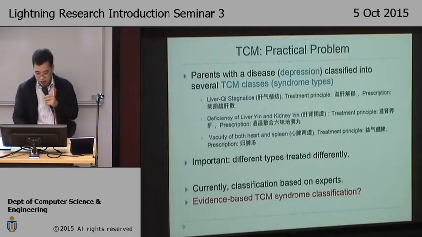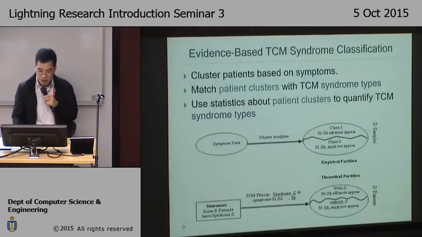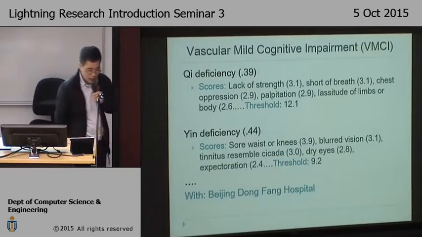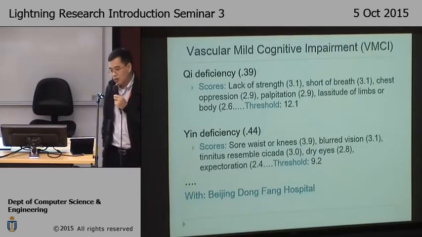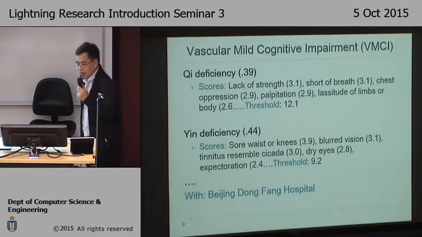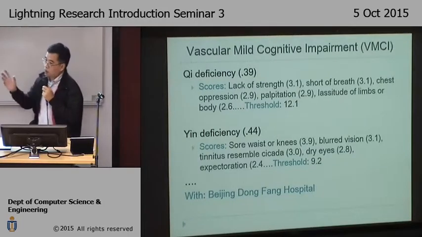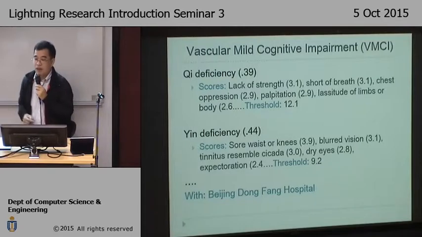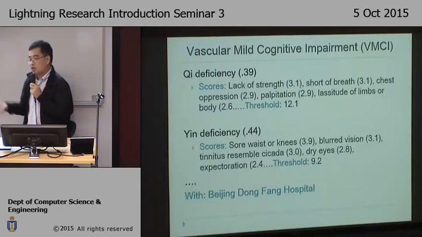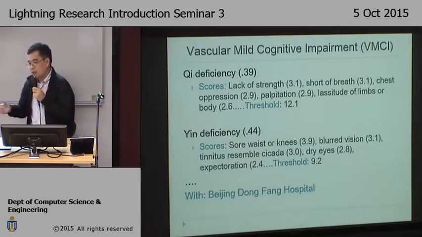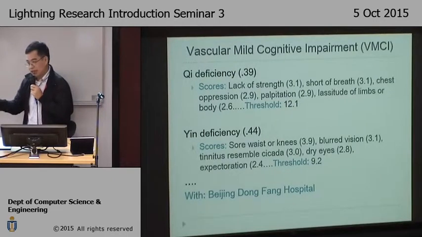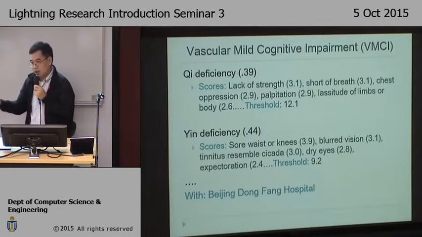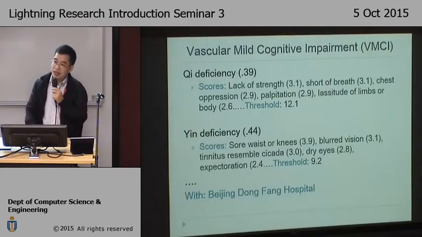Obviously, we actually have 40 seconds. One particular disease we apply this to is something called vascular mild cognitive impairment. This is like, for old people, the word dementia, right? Before dementia, you have this VMCI. And if you treat this properly, then you can defer the dementia or actually avoid it. And TCM actually has strengths in this kind of area.